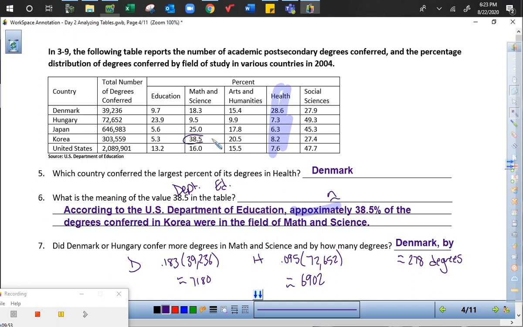So if we look at 38.5, it's right here, and it's the corner of Korea and math and science. But because this is a percent, remember, we have to make sure that after the word of, we're putting our total. We decided that the total was by country, not by the field of study. So this goes after of because it's a total.